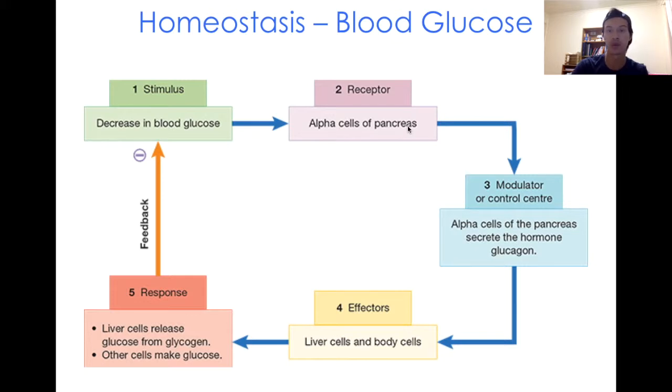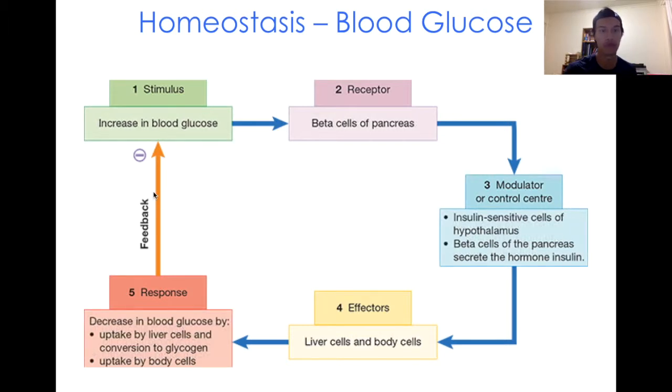Particular cells in the pancreas called the alpha cells will then respond by secreting glucagon. Glucagon will then move into your body cells, your muscle cells, and your liver cells, and then the response is the release of glucose from glycogen. Glycogen breaks down into glucose, and then that goes back into your bloodstream and increases your blood glucose level back up, therefore a negative feedback loop.